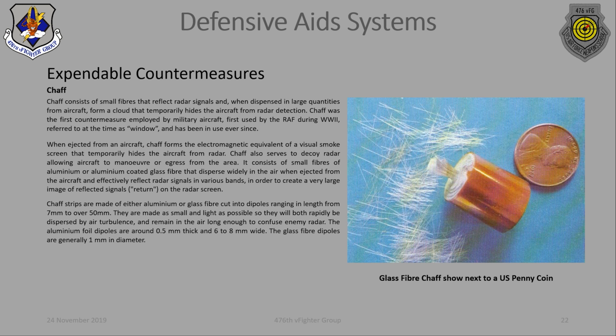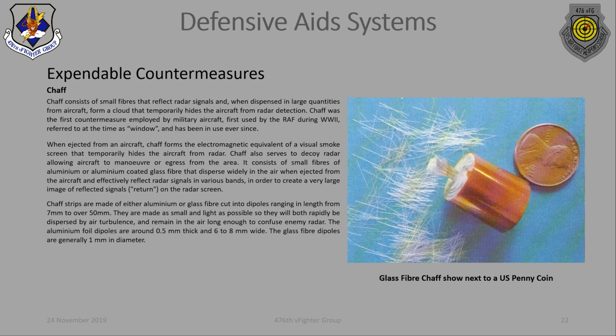Start off with chaff then. If anyone wonders what chaff looks like, that picture on the right there is what it looks like. Essentially, it's small fibres. These days, normally fiberglass, etc., coated in metallics. Slightly thinner than a human hair, most of them. Not very nice stuff. You can breathe it in and it can go under your skin quite quickly.